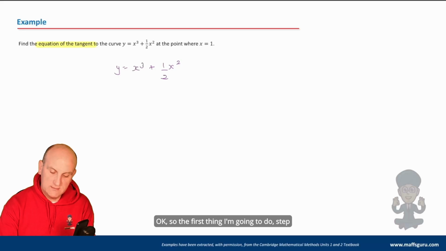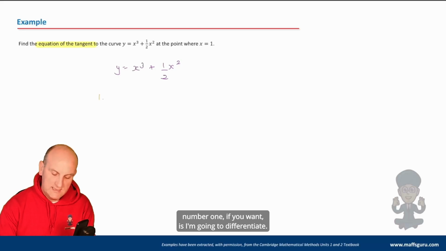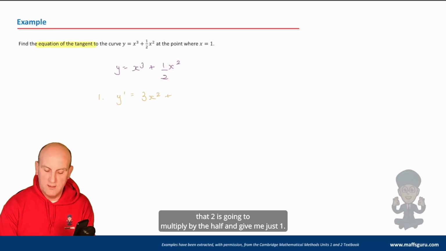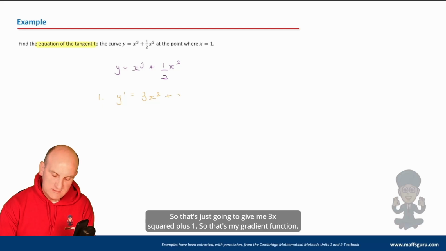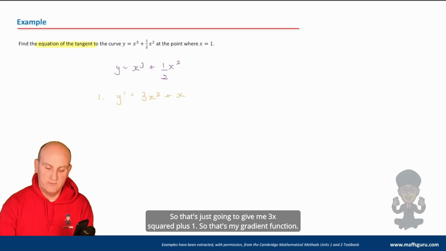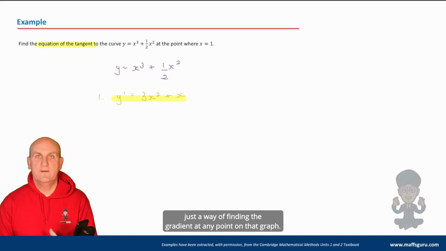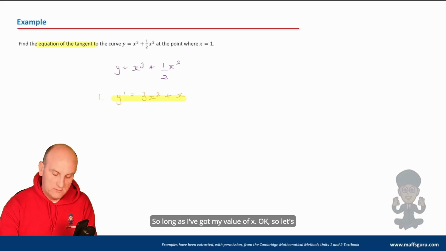Right, okay, so the first thing I'm going to do, step number one, is differentiate. So I'm going to say y dashed is equal to 3x squared plus, well, that 2 is going to multiply by the half and give me just 1. So that's just going to give me 3x squared plus 1. So that's my gradient function. And it's really important to realize that it is a way of finding the gradient at any point on that graph, so long as I've got my value of x.